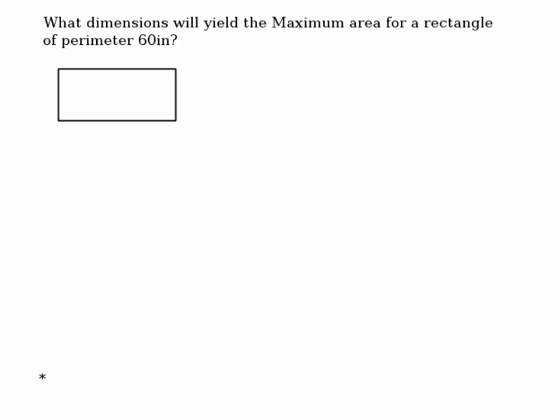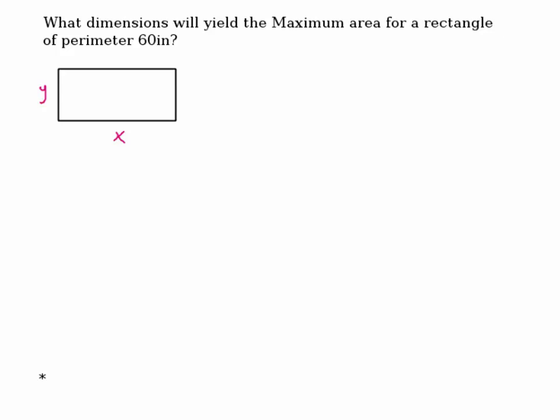What dimensions will yield the maximum area for a rectangle of perimeter 60 inches? So in this case, you're going to write down the length and width. I'm going to call length and width y and x. So let's call this y. Let's call this x. Okay, you can call it L and W if you want to. Doesn't matter.